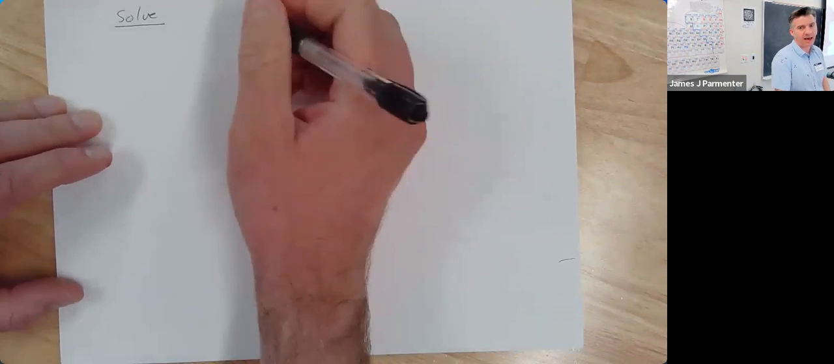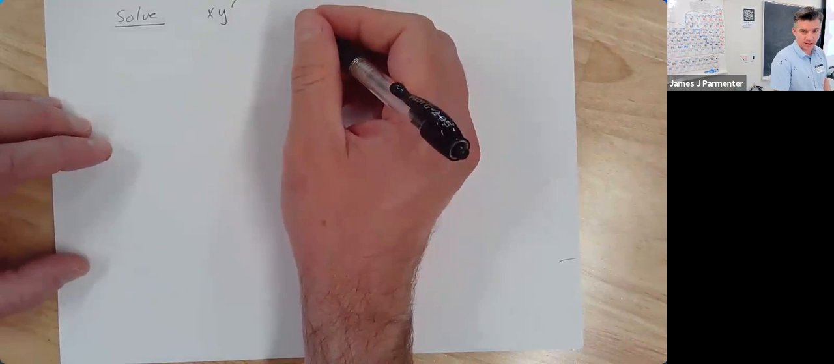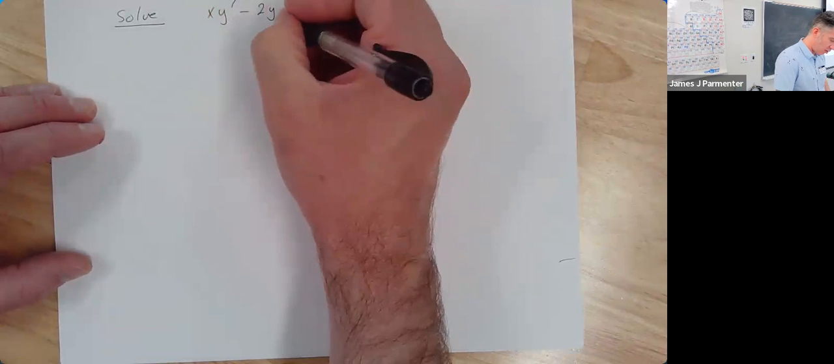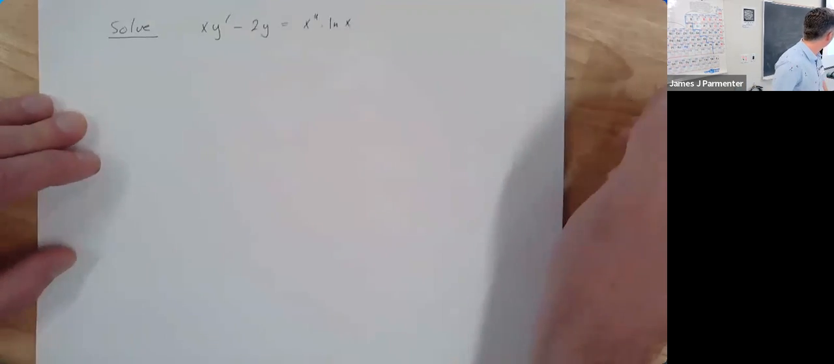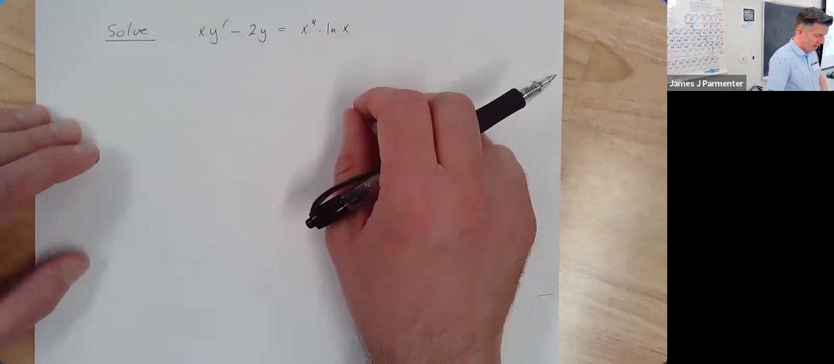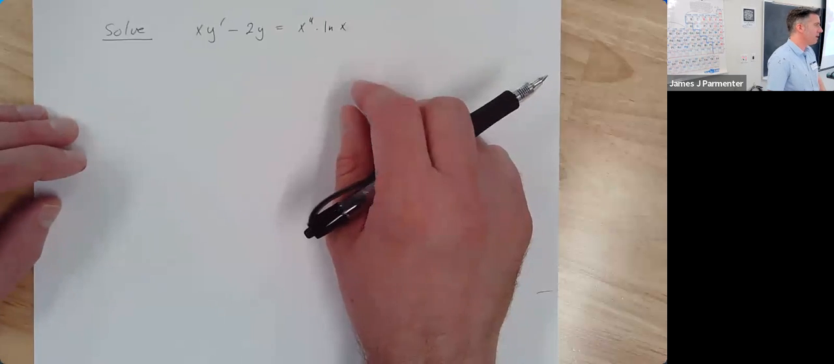I have to imagine if he asks you a differential equation, it's probably going to be just solve a differential equation. It's either going to be first order or separable. It could be both. So our differential equation is x times y prime minus 2y equal to x to the 4th times natural log of x. And here's what I point out.